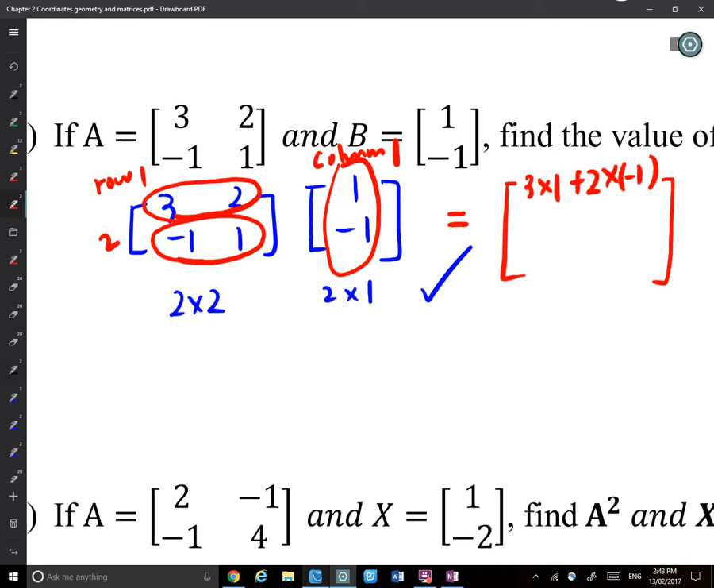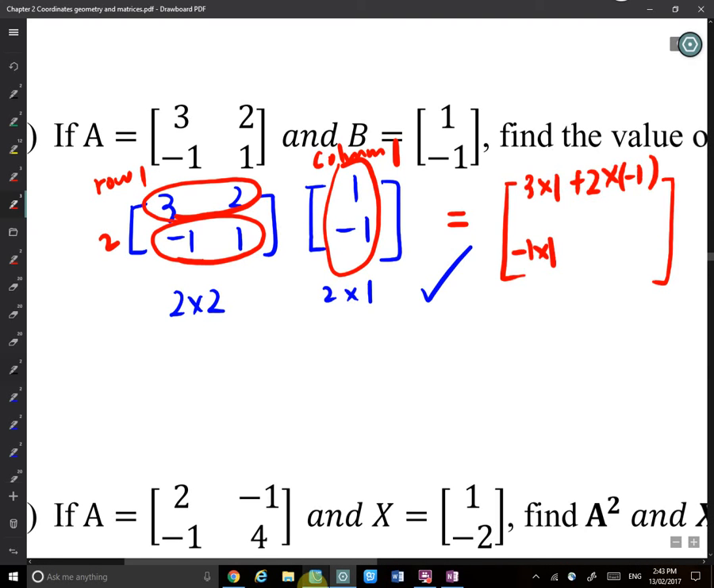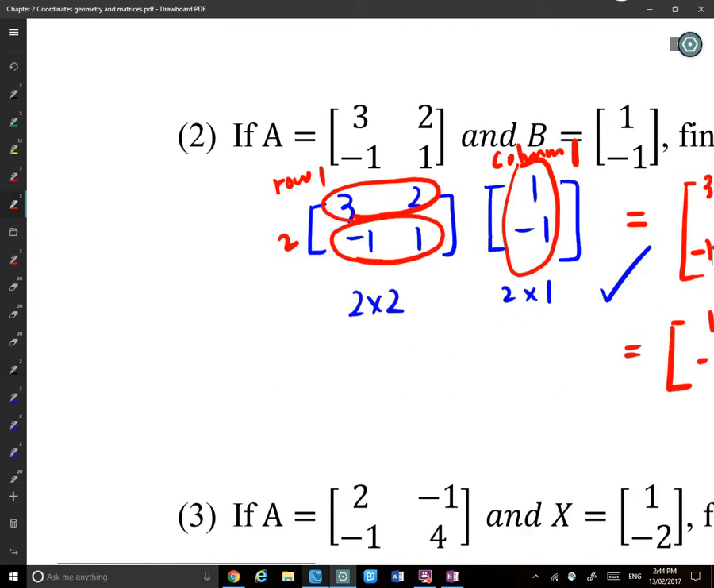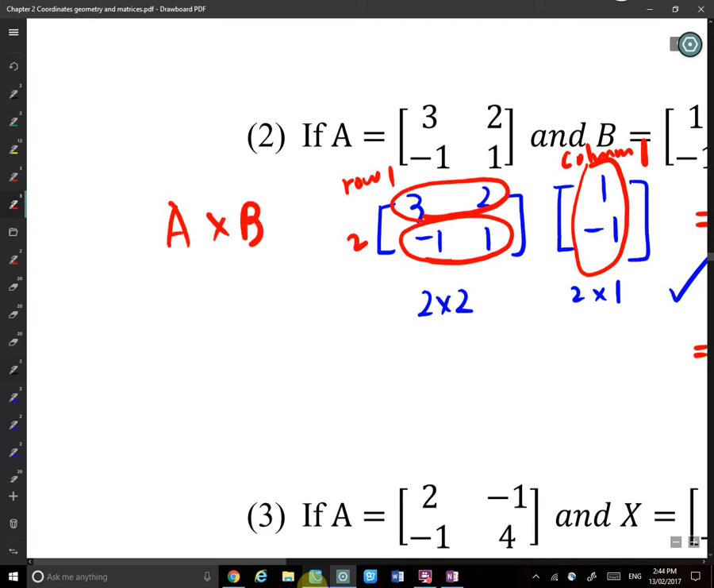The next thing, you use row 2 times column 1. Row 2 times column 1, the result will be row 2 column 1, which is the box below that. You use the first number times the first number plus the second number times the second number. So that gives you 1 and negative 2. That is A times B, right?